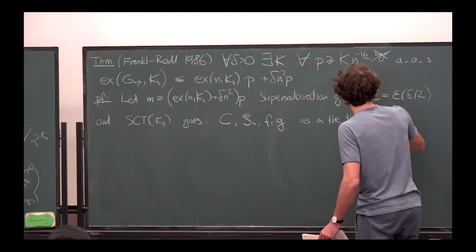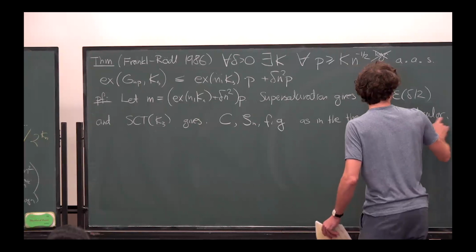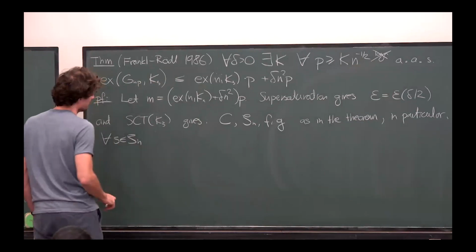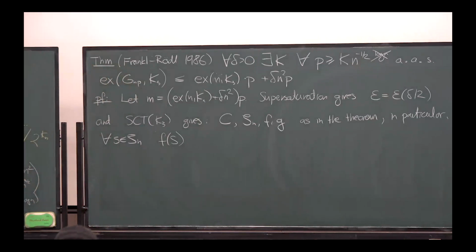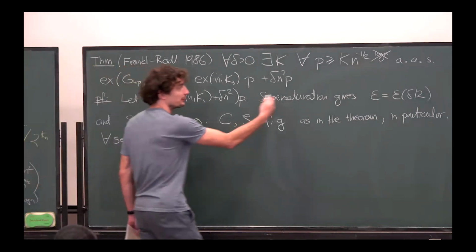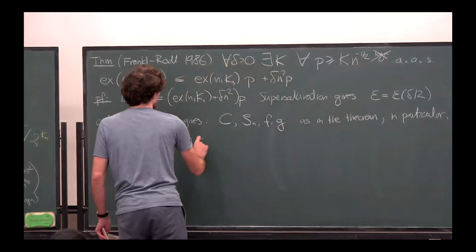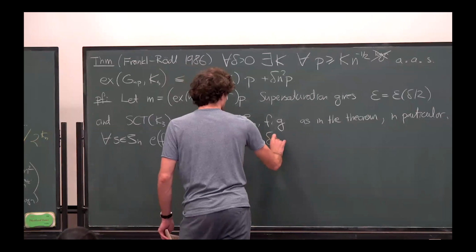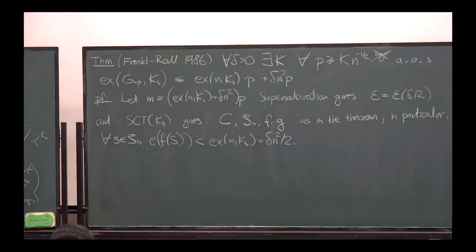And in particular, for every S in the set Sn, f of S has fewer than epsilon n cubed triangles, and via the supersaturation theorem, it's a graph whose number of edges is smaller than this plus delta n squared over 2, because I chose this epsilon to be epsilon for delta over 2, not delta.